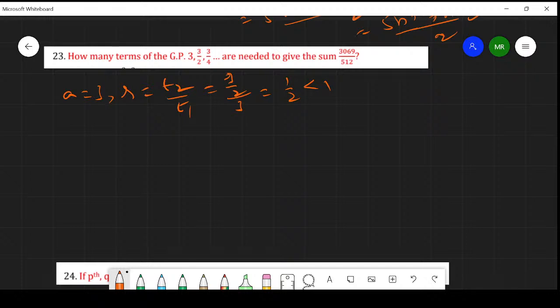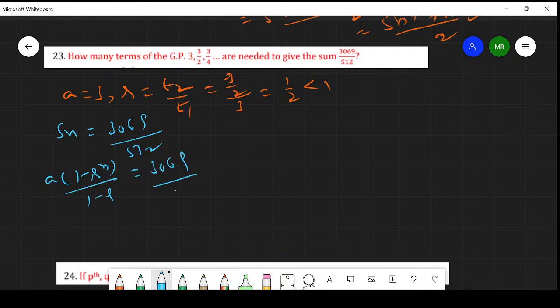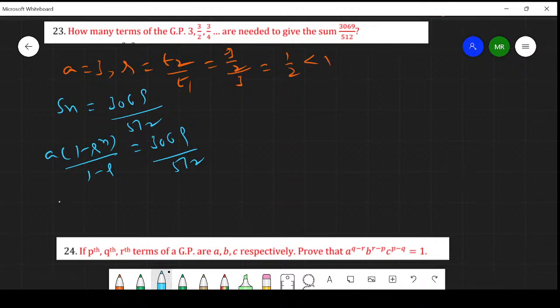I know the formula we have, right? Needed sum, write it: Sn is equal to 3069 by 512. What is Sn? a into (1 minus r power n) by (1 minus r) equal to 3069 by 512. Replace a with 3: 3 into (1 minus (1 by 2) whole power n) by (1 minus 1 by 2).